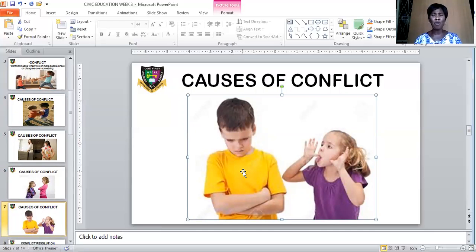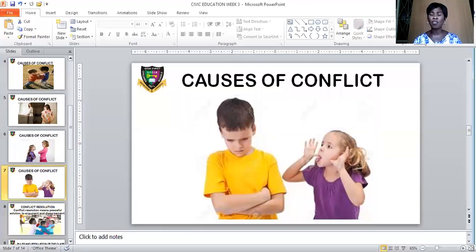You can see from the way the boy is behaving that the boy is not happy. The boy can start crying, be angry with the girl, and from there will be conflict. Is it good to abuse each other or to make jest of each other? No. Is it good to steal somebody's thing? No. Is it good to push yourself? No. All these things are the causes of conflict.